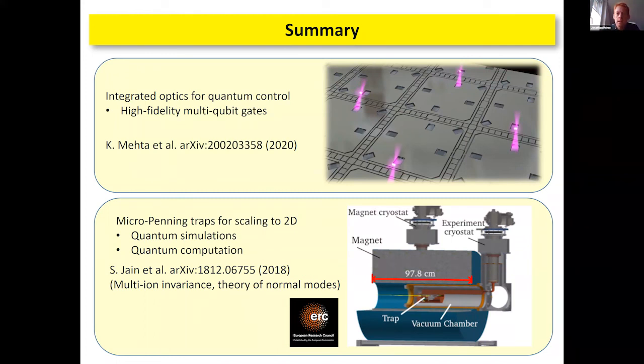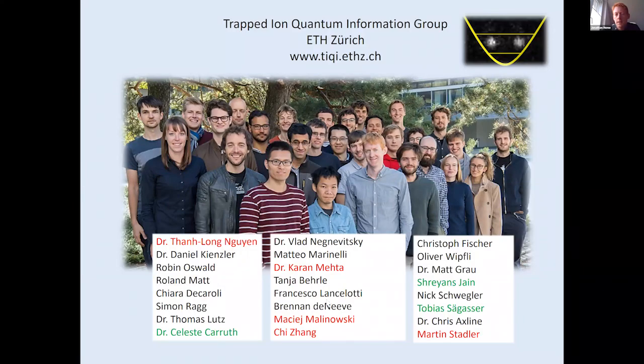So with that, I thank the team that I work with. In particular, the people in red I should highlight as working on the integrated optics work. And the people in green are the team pushing forward the Penning trap, and in particular, Shreyans did a lot of the theoretical work. Sorry, I should have pointed out Matt Grau and Joseba Alonso, who's not named here because he's left, were also important in that theoretical work.